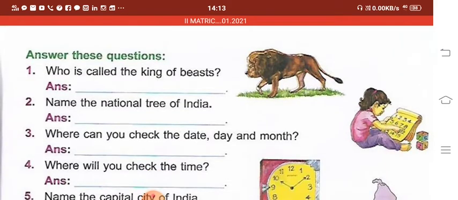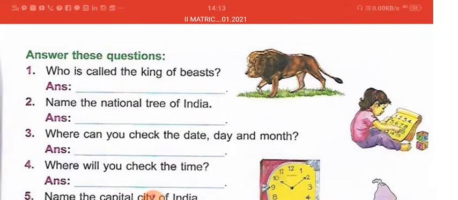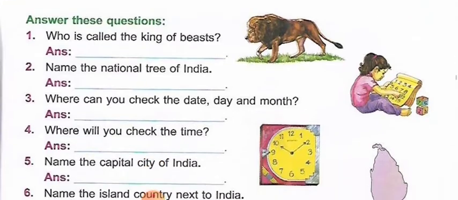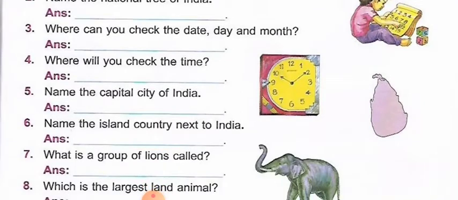Who is the king of beasts? Lion. Name the national tree of India. Banyan tree. Where can you check the date, day and month? Calendar. Where will you check the time? Clock. Name the capital city of India. New Delhi.